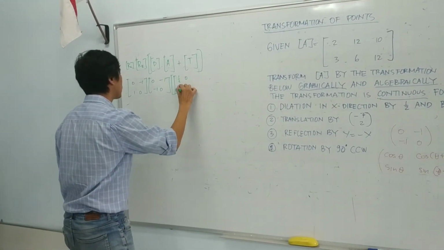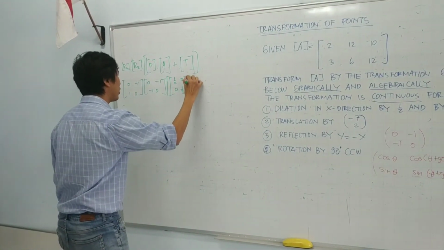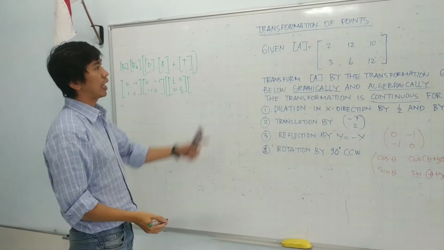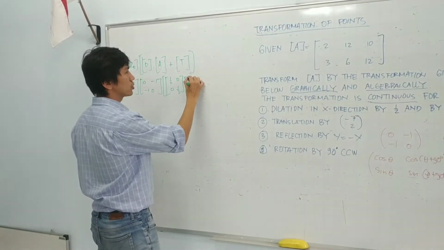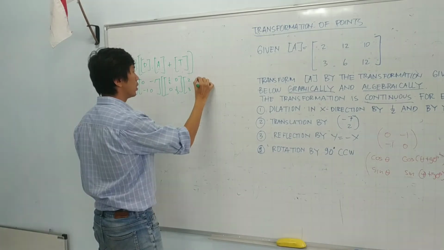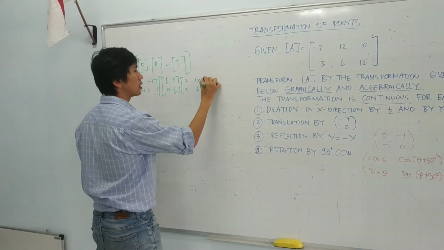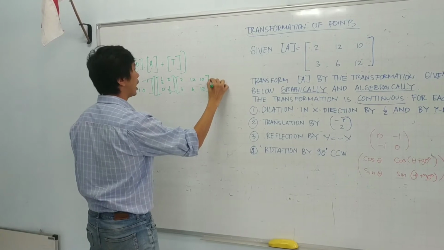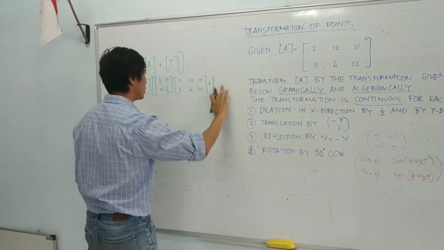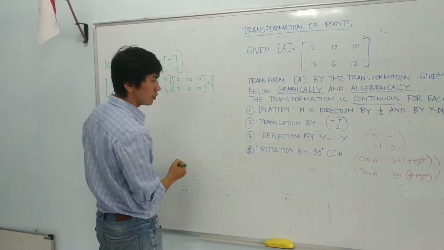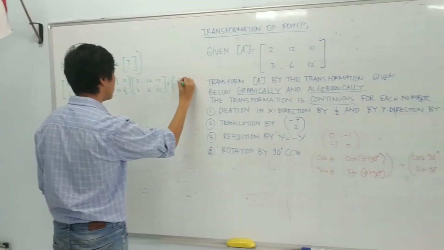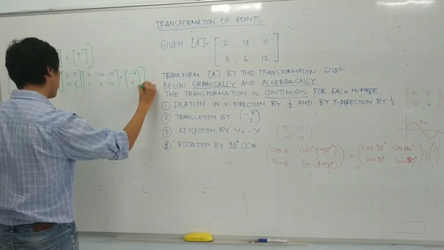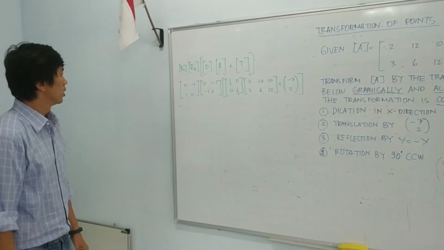Half, 0, 0, 1/3. And then we have the A, right? So I'll just write it again: 2, 3, 12, 6, 10, 12. And then add it with the matrix of negative 7 and then 2 over here.